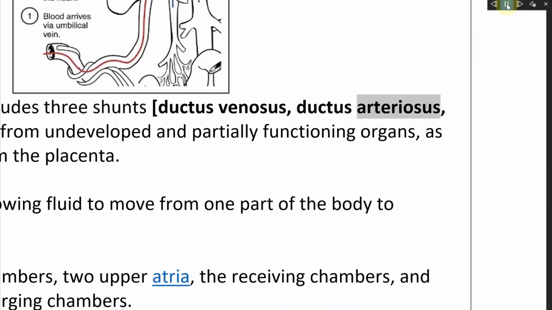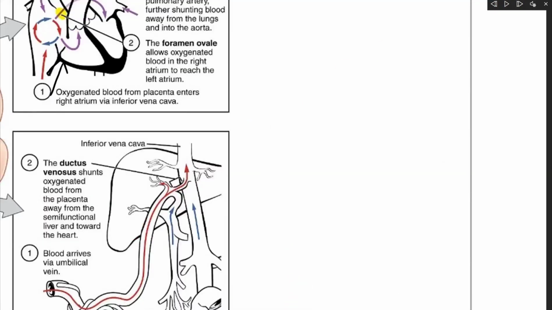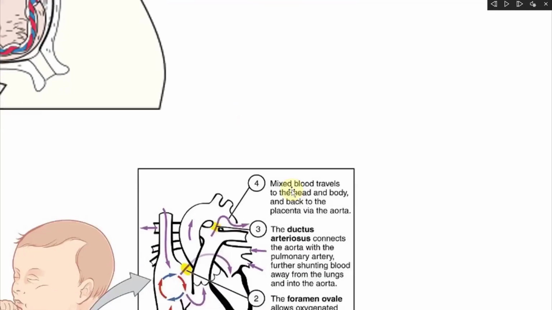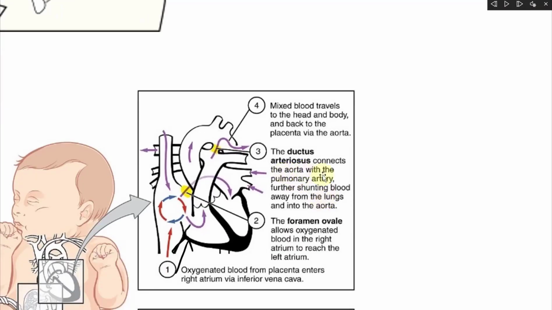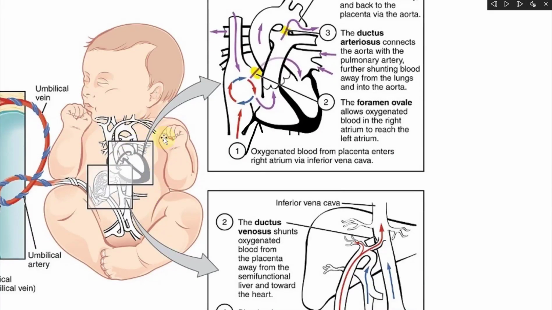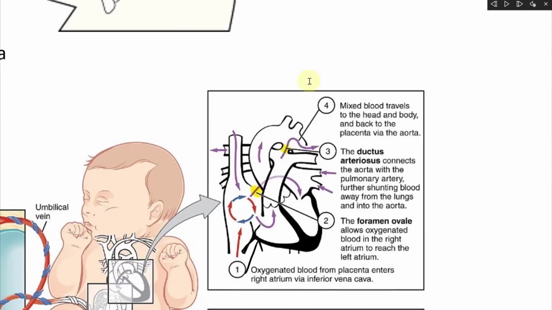Ductus arteriosus. That connects the aorta with the pulmonary artery. And we'll get to that aorta in a bit. And then further shunting blood away from the lungs and into the aorta. It gets it away from the lungs because the lungs are not needed right now because it can't breathe. There's no air inside. The baby starts breathing once it's outside of the womb.